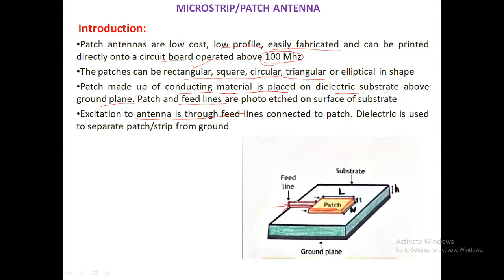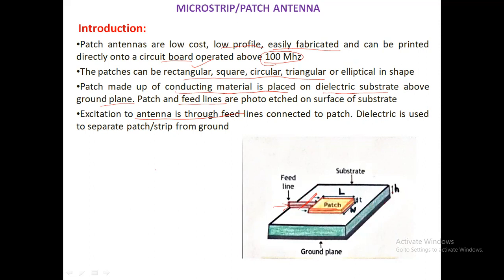One important point to keep in mind is that impedance matching between these two is very important. In this diagram, you can see the patch is connected to the feed line at the center, but there is no rule that it should be at the center. It can be slid in either of these two directions so that impedance matching can be achieved. Once impedance matching is achieved, the feed line can be kept fixed. The dielectric is used to separate the patch from the strip of the ground, that is, the dielectric is placed in between.